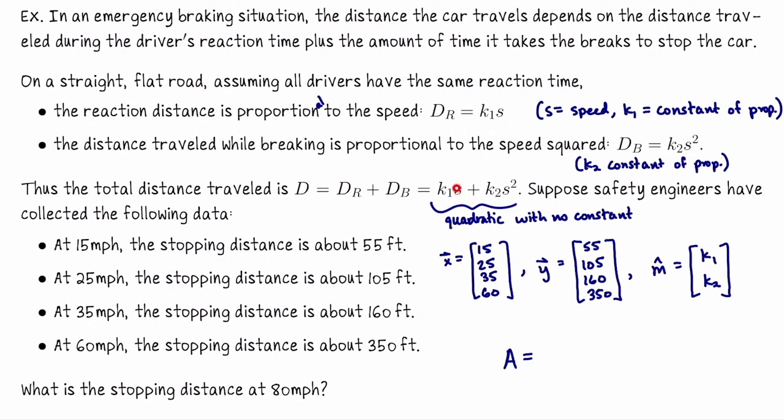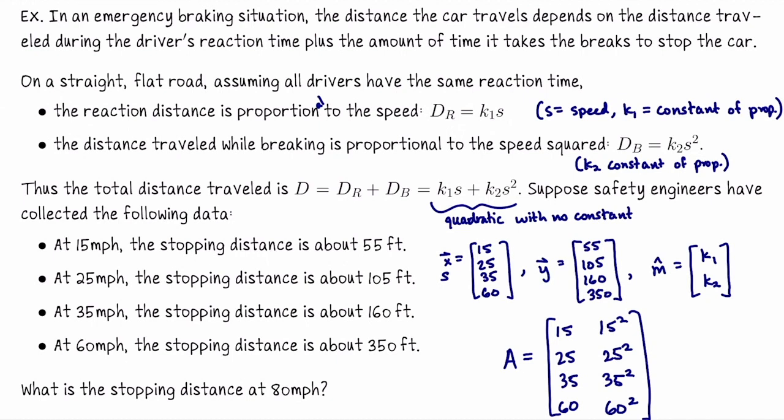So S is really like X. I actually could be calling this S. That's the speed we're going. Those measurements are going to form the first column of A, and then the second column of A is going to be their square. So A is going to be a 4x2 matrix that's going to look like 15, 25, 35, and 60. And then in the second column, 15 squared, 25 squared, 35 squared, and 60 squared.